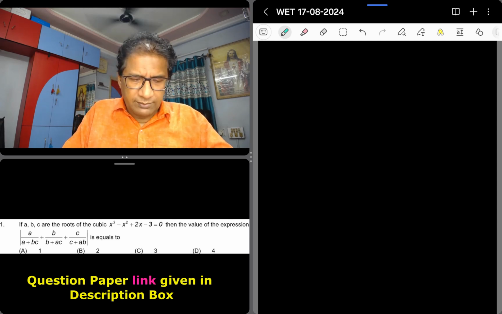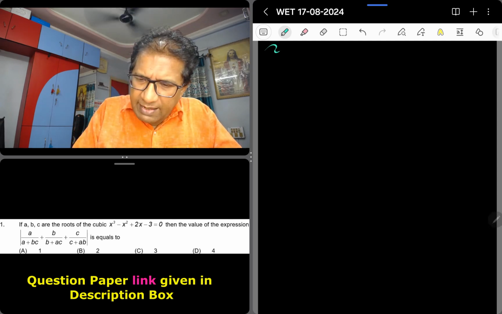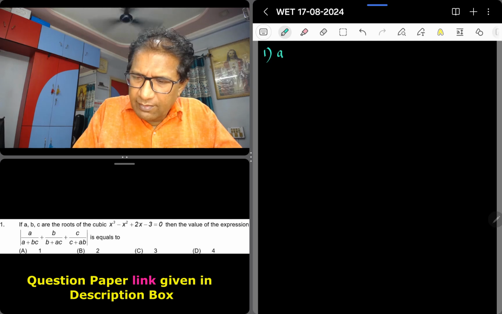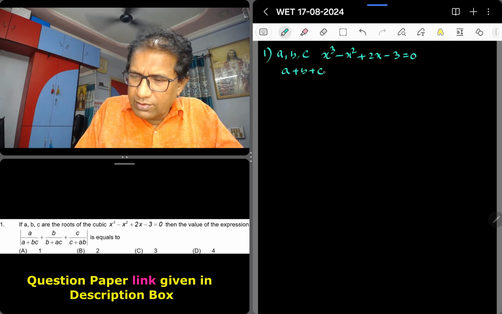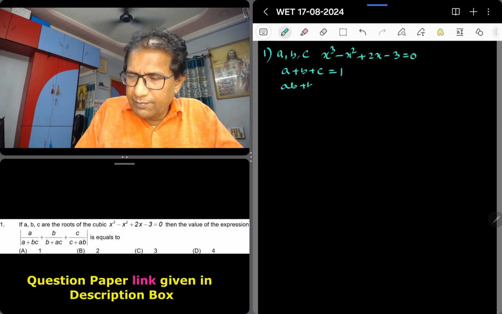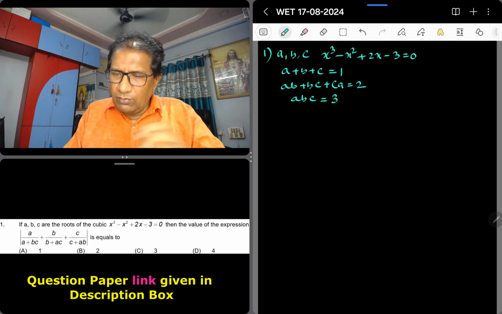See the first question. They have said that A, B, C are the three roots of the equation. Therefore, we can write the sum of all the roots, the sum of the roots taken two together, and the product of three roots is.